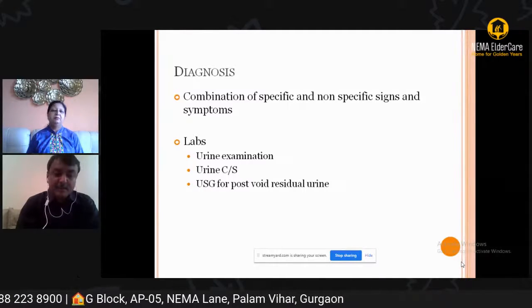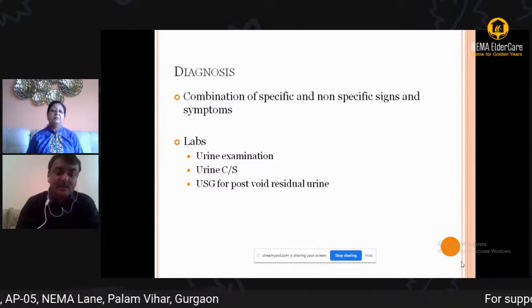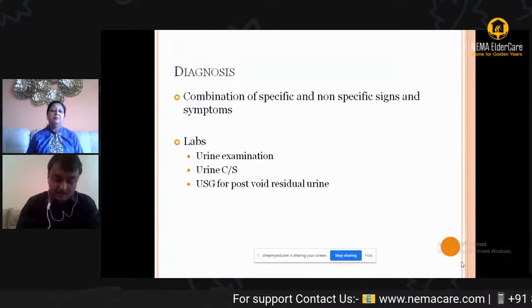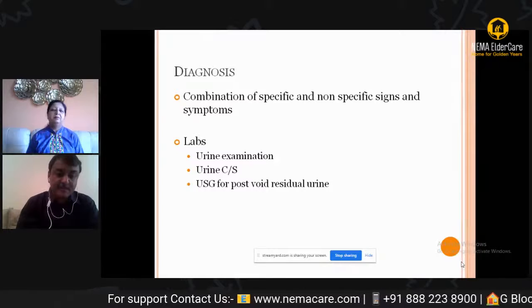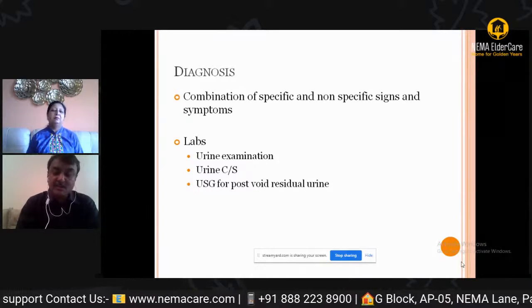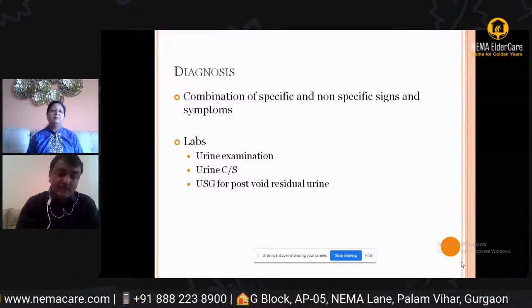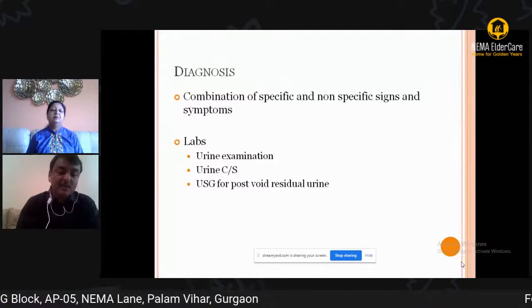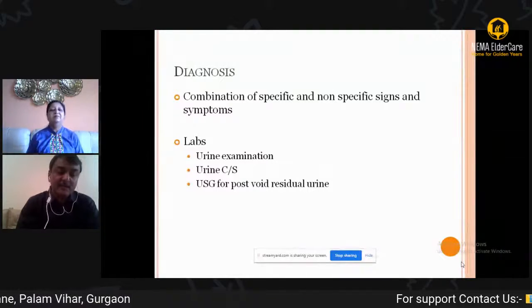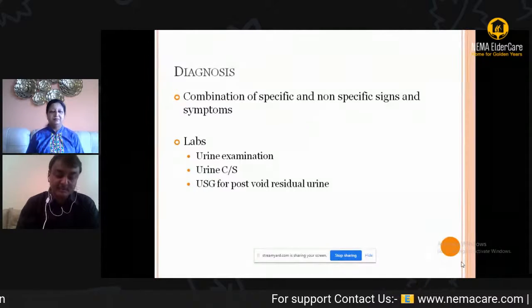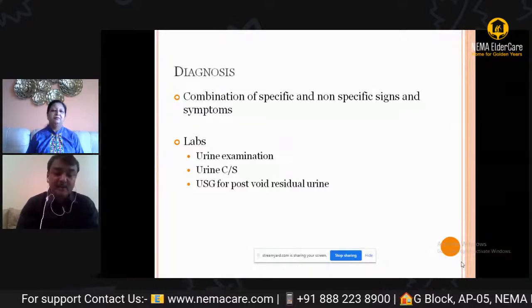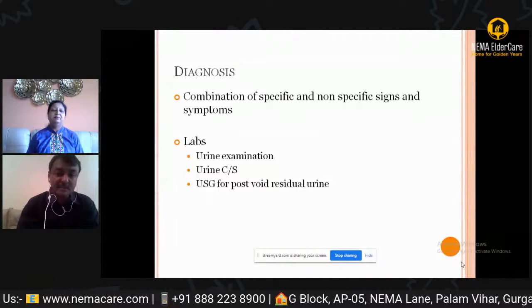We also look for the presence of leukocyte esterase or nitrites in the urine, which give us some idea about the presence of a urinary infection. A urinary culture is also done not only to look at the organism which is causing the specific infection, but it also gives us an idea about the antibiotic sensitivities of those patients. So this is important to be able to plan treatment, as we will discuss in the next slide.